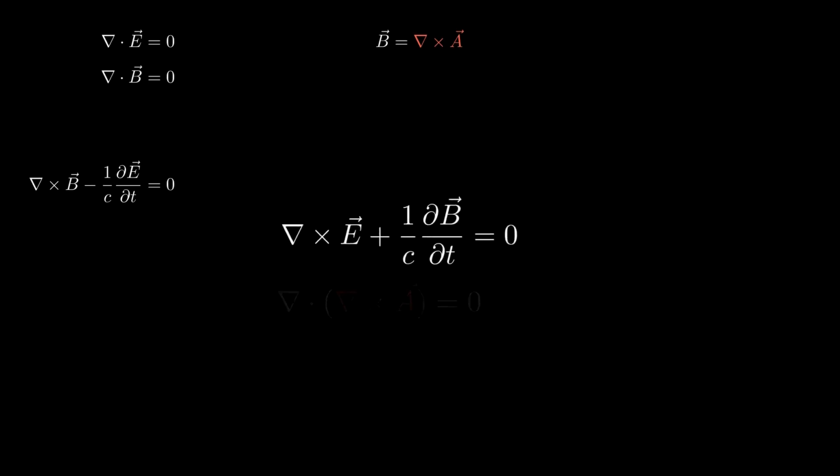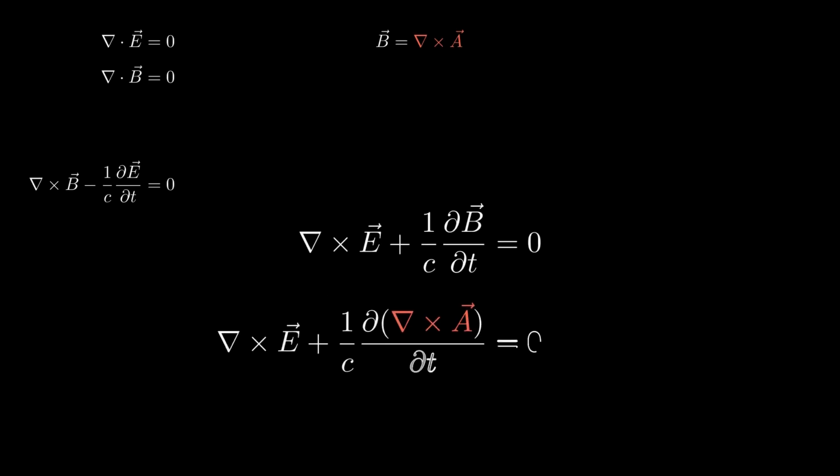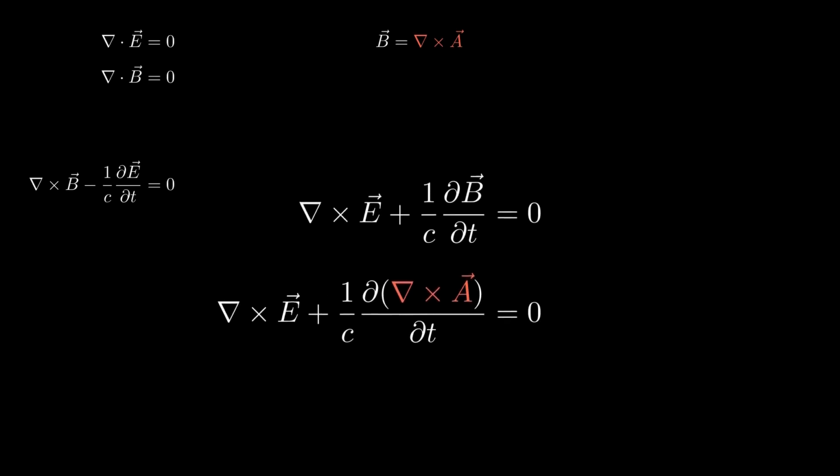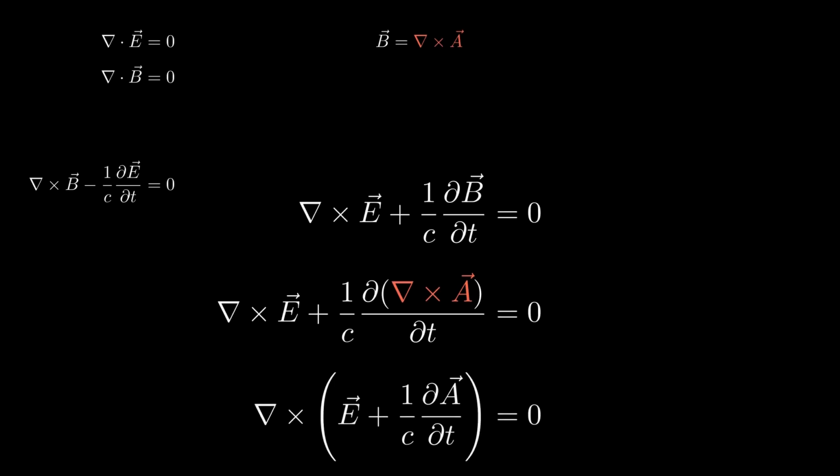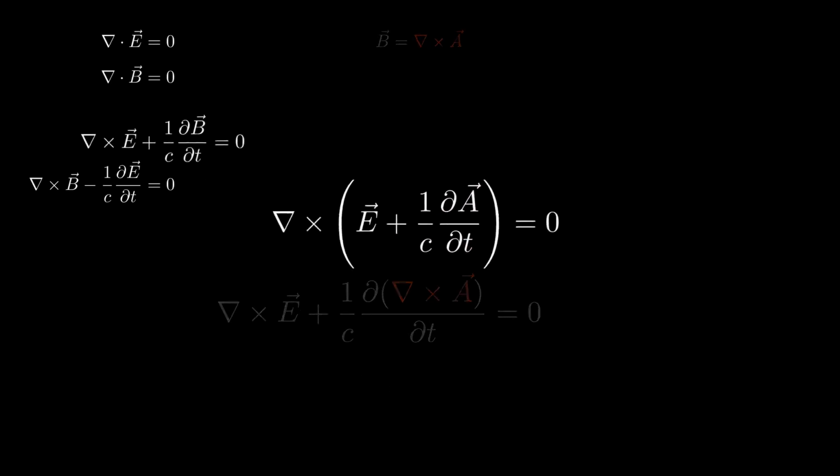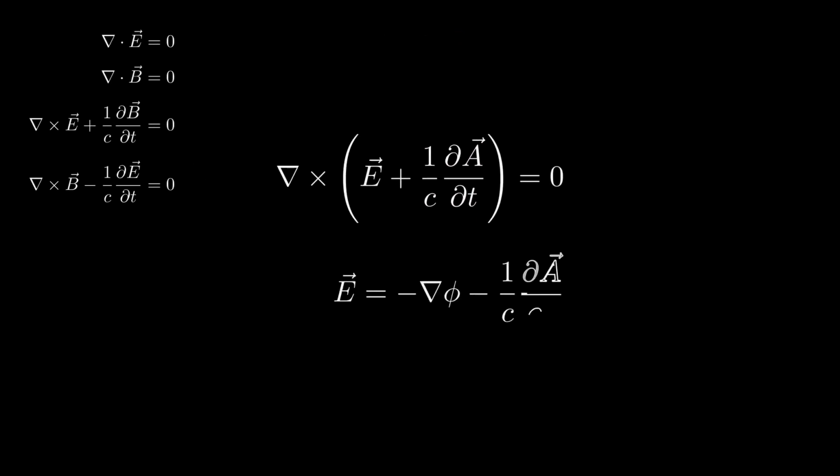Using the same substitution on the third Maxwell equation, we get an expression which involves the time derivative of a curl. Rewriting this as a curl acting on a time derivative, we can use the linearity of the curl to get the following expression. We can now solve for the electric field by setting the bracket equal to the gradient of a scalar potential phi. This is because the curl of the gradient of a scalar field is zero.